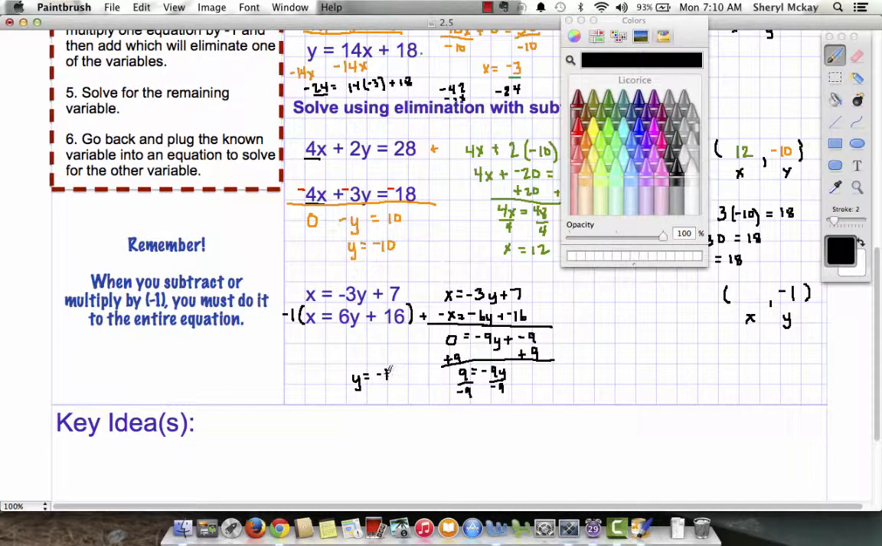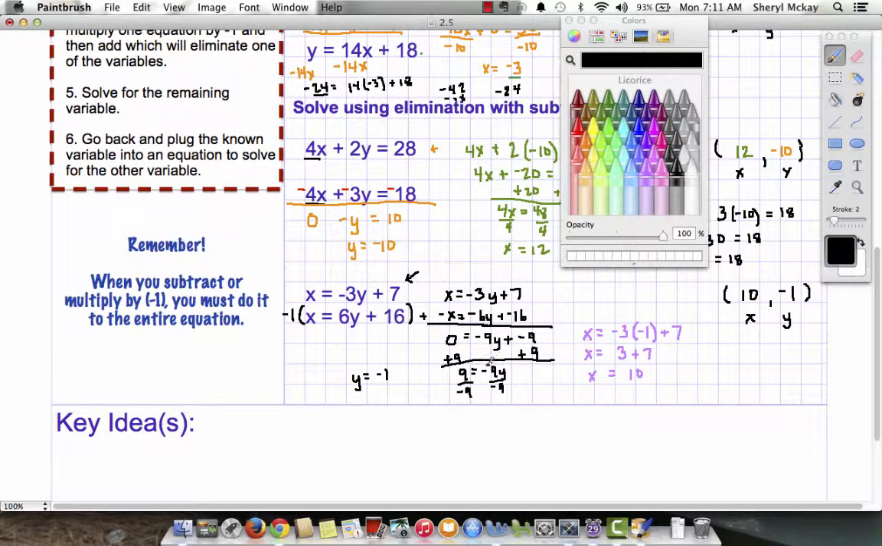How'd you do? Which one did you pick? I'm going to pick this one just because I like easy numbers. So let me change colors here. I'm going to put x equals -3 times -1 plus 7. -3 times -1 is a positive, so x equals +3 plus 7, x equals 10. X equals 10.